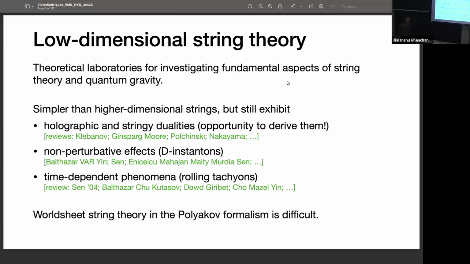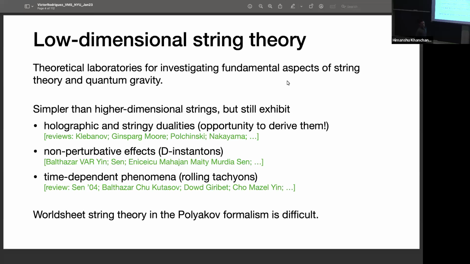Just a few words about low-dimensional string theory. They provide very rich laboratories to understand more fundamental aspects of string theory in a very simple context. So much simpler than higher-dimensional superstrings, for example, in 10 dimensions. But they still exhibit rich and interesting phenomena that we would like to study in a simple context. For example, here are three examples. They still exhibit holographic duality.